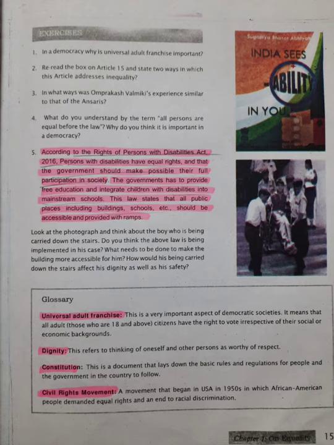Glossary. Universal adult franchise. This is a very important aspect of democratic societies. It means that all adult citizens, those who are 18 and above, have the right to vote irrespective of their social or economic backgrounds. Dignity. This refers to thinking of oneself and other persons as worthy of respect.